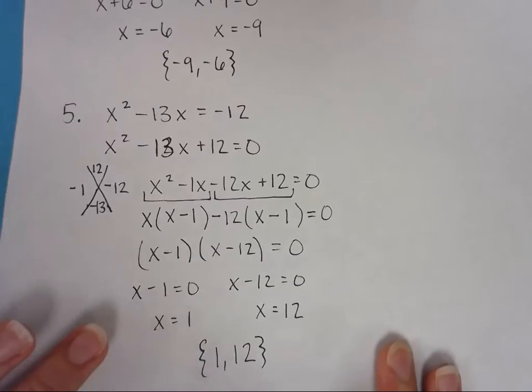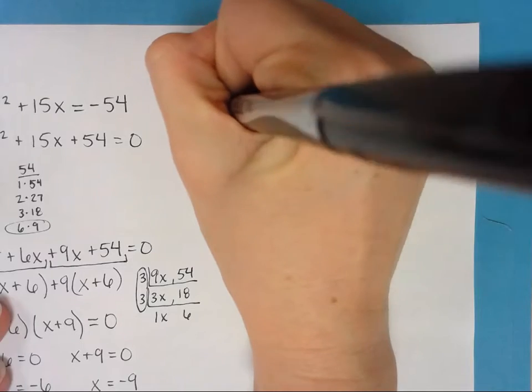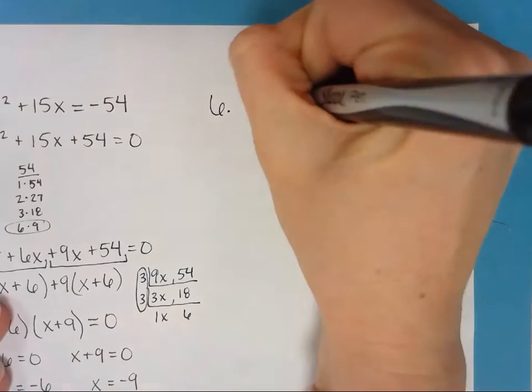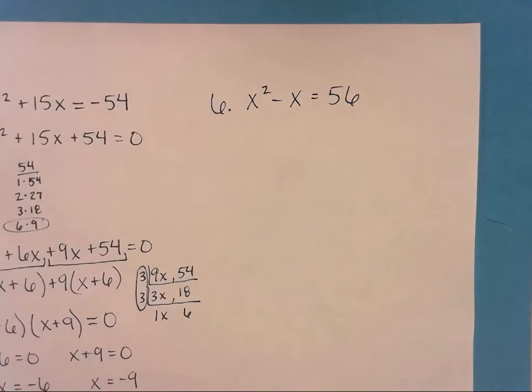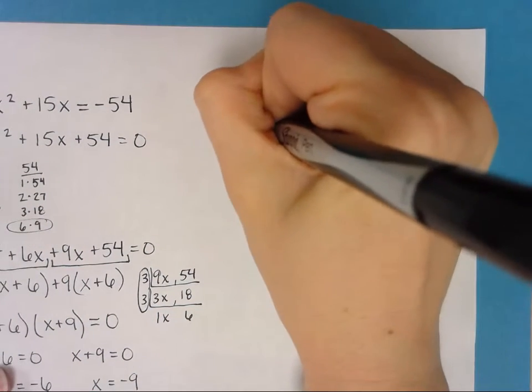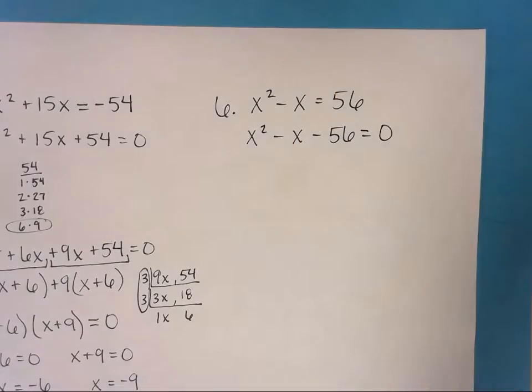Let's look at number 6. We have x squared minus x equals 56. Once again, we need to move all of our terms to the same side in order to factor. You'll have to subtract 56 in order to move it to the other side. So I'll have x squared minus x minus 56 equals 0.